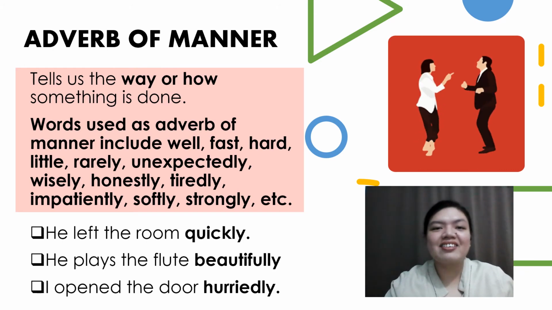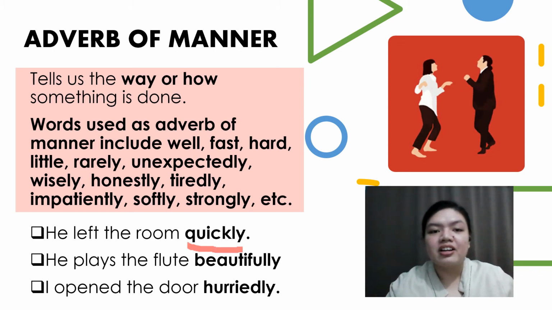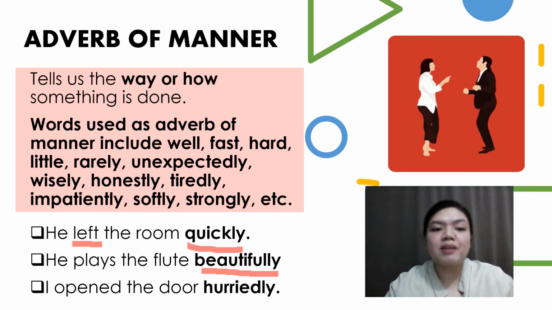Now take a look at our examples. We have here, he left the room quickly. How did he leave the room? Correct. The adverb of manner quickly describes the verb left. The next one, he plays the flute beautifully. Beautifully, which is the adverb of manner, describes how he plays the flute. And this one is the verb.